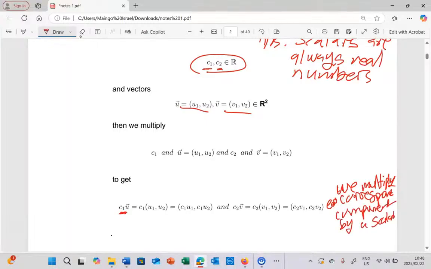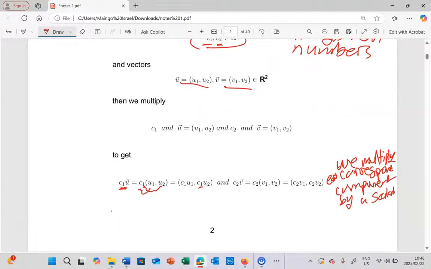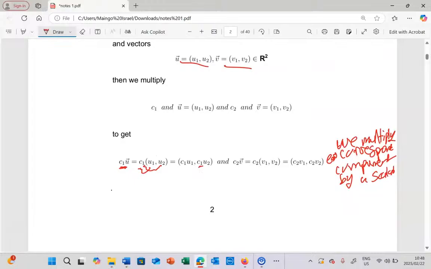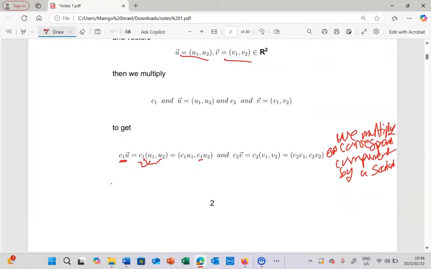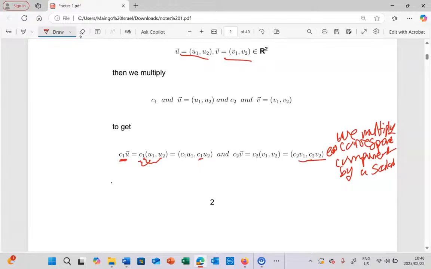So that's what to do. That's what is happening. That's why we've got c1 multiplied by u1, which is c1 u1, then c1 multiplied by u2, which is c1 u2. And this same applies to v. You can do the same thing: c2 times a vector v equals c2 times (v1, v2), which is just c2 v1 and c2 v2.